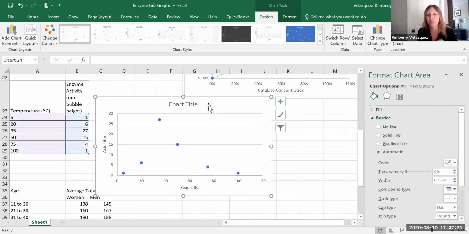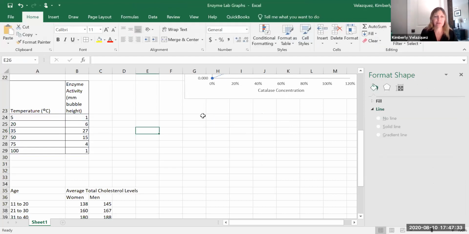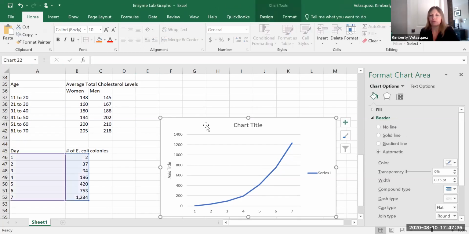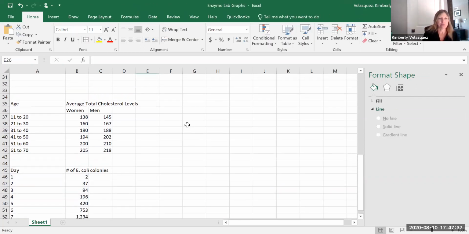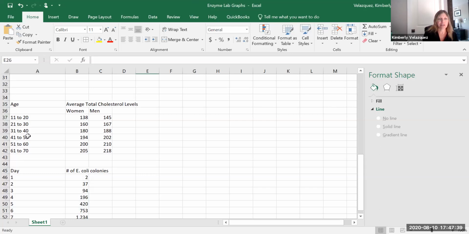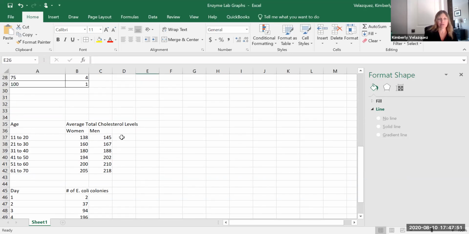Okay, now let's look at an appropriate time to use a bar graph. Okay, so this is categories of data. We have these age categories. We also have two other categories, men and women. So this is very appropriately graphed in a bar graph, also called a bar chart.